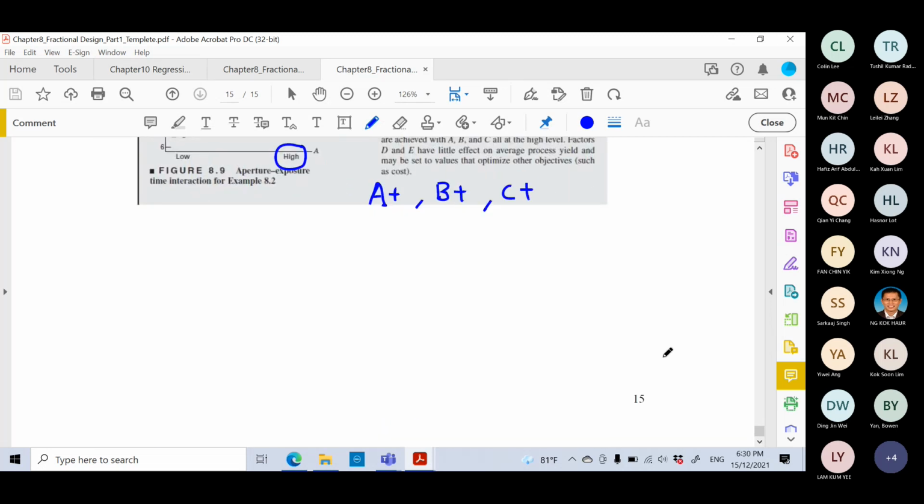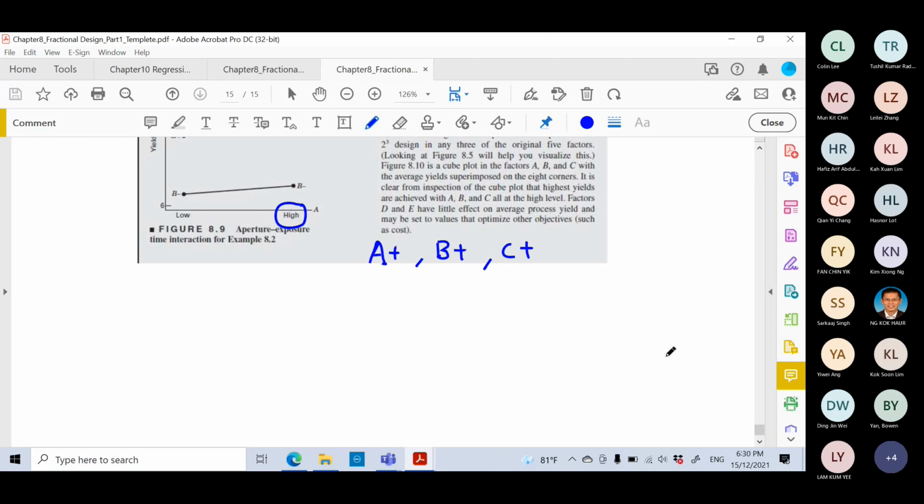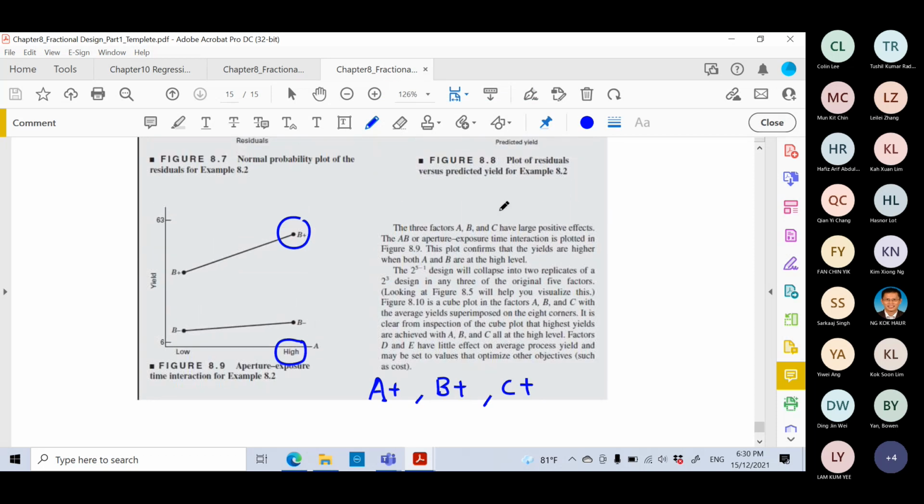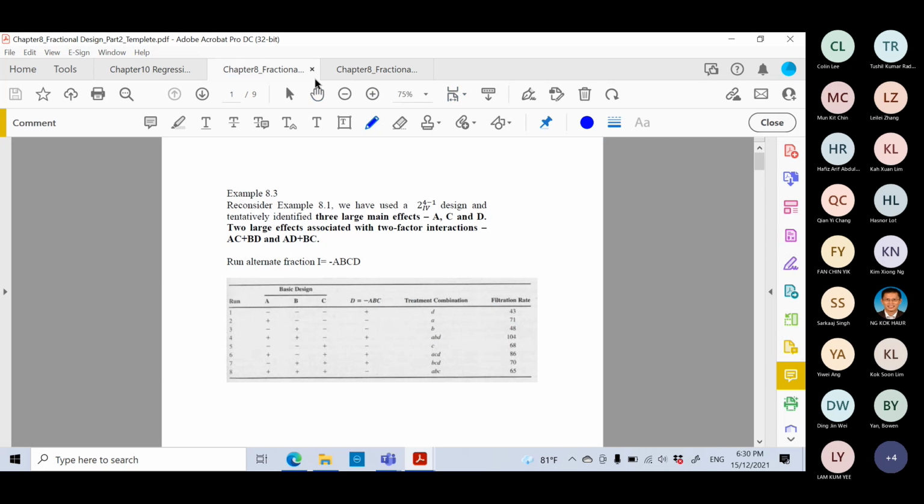So this one is for part 1 of the lecture notes under the fractional factorial design. You can see the following example. So the next one we will go through the second one. Okay, also we continue with the fractional factorial design.